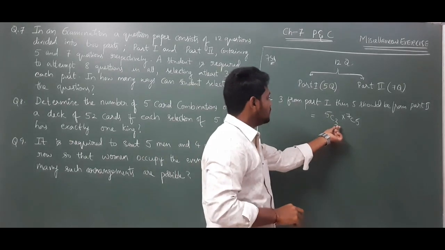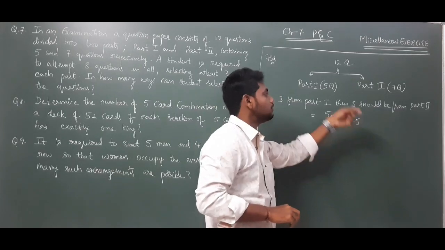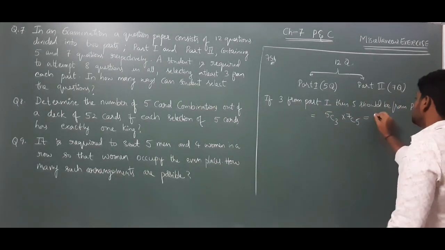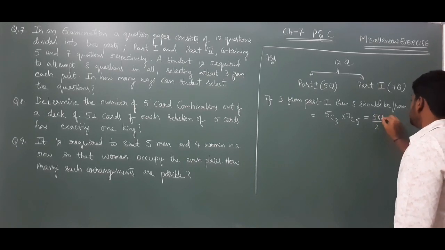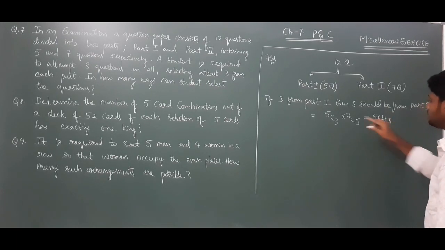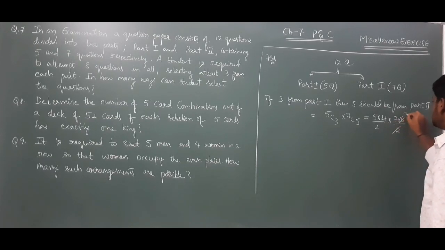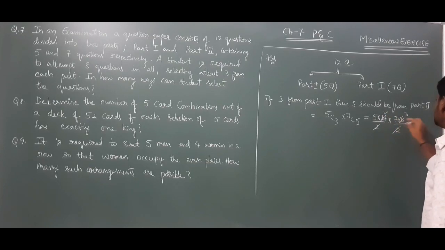We are selecting 3 from part 1 out of 5, and 5 from part 2 out of 7. If you simplify, 5C3 is equal to 5C2, so 5 into 4 by 2, into 7C5. 7C5 is equal to 7C2, so 7 into 6 by 2. 2 ones are 2, 5 twos are 10, 10 threes are 30, 30 sevens, you will get 210.